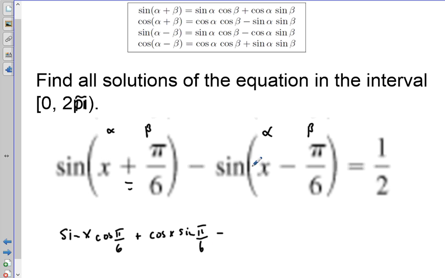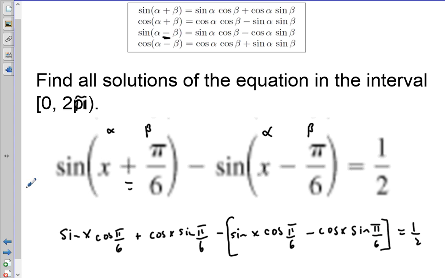Minus, now we're over here with sine of x minus pi over 6. Sine of the difference of two angles is going to be this. So we're going to have sine of x, and probably put parentheses around here because it's minus this difference in angles for sine. And so we have cosine of pi over 6, and that's going to be minus cosine of x, then sine of pi over 6. And that's going to equal 1/2. Okay, we'll see how this goes.